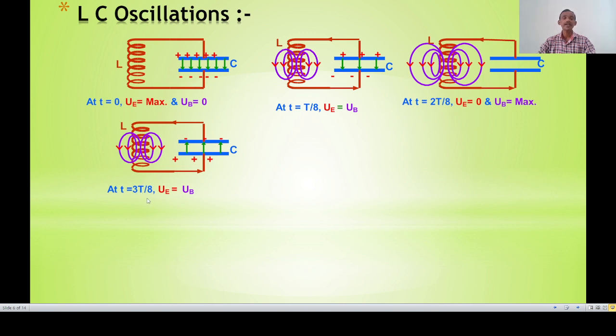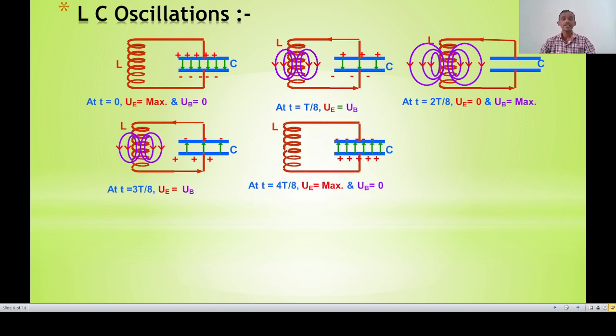Now at the next instant, that is t is equal to 3T by 8, the capacitor goes on charging with the help of the inductor. The inductor flows the current in the same direction, due to which the capacitor goes on charging in the same direction, but the positive charges and negative charges are in reverse of the second case. Therefore here UE is equal to UB, that is, the magnetic energy stored in the inductor is transferred into electrical energy. In this case, the capacitor goes on charging with the help of the inductor.